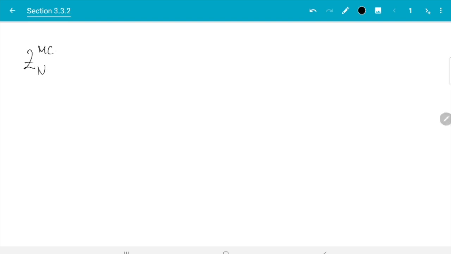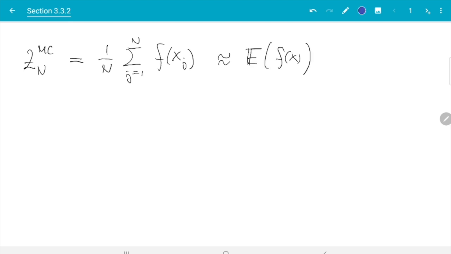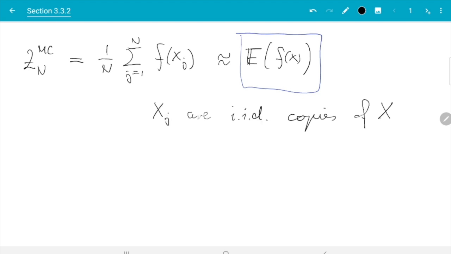There we have that N_MC, MC for Monte Carlo, equals 1 over n, sum j from 1 to n, f of xj. And that's an estimate for the expectation of f of x. The aim in this section and in the previous sections is to estimate the expectation of f of x, where f is a given function and x is a given random variable. And in the estimator, the random variables xj are IID copies of x.